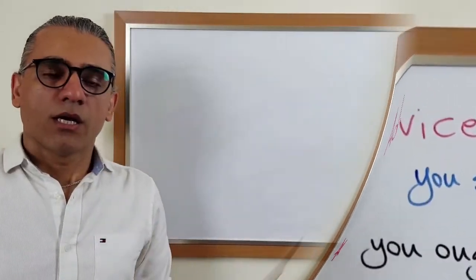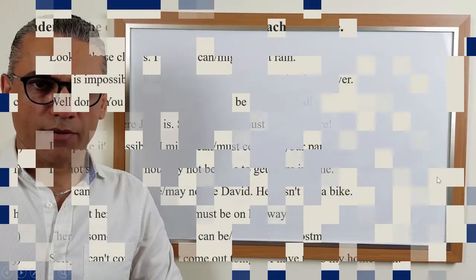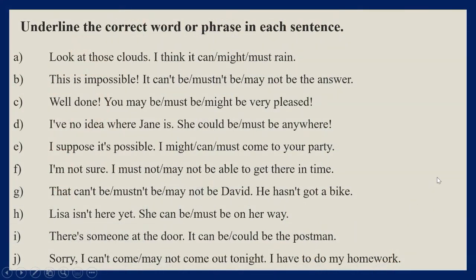Okay, let's start with some exercises about modal verbs in present time. Okay, let's start with the first exercise. Underline the correct word or phrase in each sentence. A. Look at those clouds. I think it might rain. We are here expressing a probability, so we use might. B. This is impossible. Again, this is a negative deduction, so we use can't.